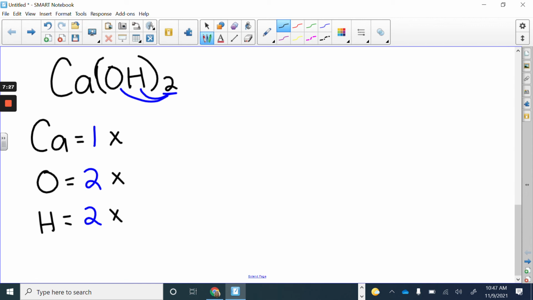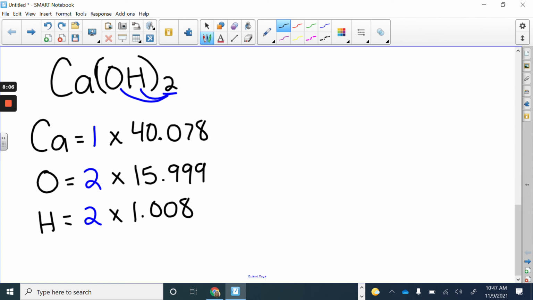I will then multiply by the mass of calcium from the periodic table, which is 40.078. Oxygen is 31.998. And hydrogen is 2. I messed that up. Sorry, guys. I was looking at my math that I already did. This is 15.999. This is 1.008. I'm so sorry about that.